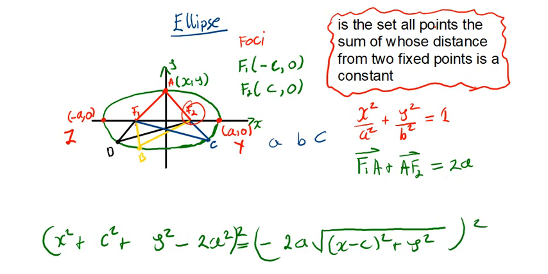So this is first of all going to be x to the fourth, plus that's going to be x squared c squared plus x squared y squared minus 2a squared x squared. This is going to be long, very long. Okay, so that would be plus c to the fourth.